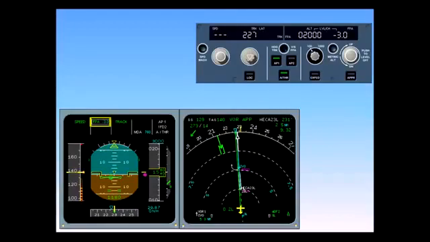After crossing the FAF, select the proper go-around altitude and cross-check the approach using raw data information, VOR bearing, altitude versus DME.